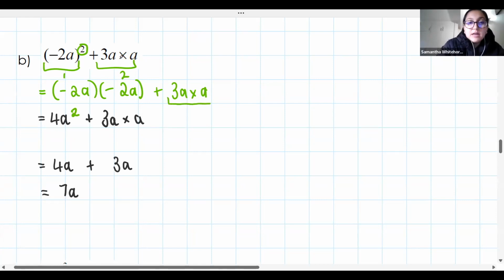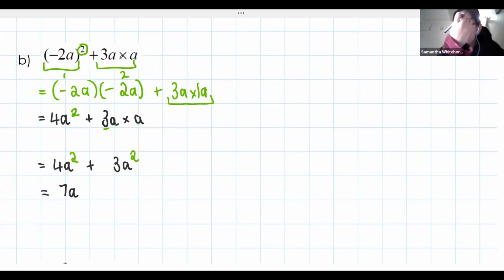This is going to be the same in our second term. The 3 times the 1 is 3, but then a times a is a squared. So what we actually have here is 4a squared plus 3a squared, and our final answer would be 7a squared. So your thinking is very much on the right track, Bonolo. Very nicely done. Just remember, a times a is a squared. Okay, so guys, I've just done the edits, corrections there in green, but your final answer there needs to be 7a squared.